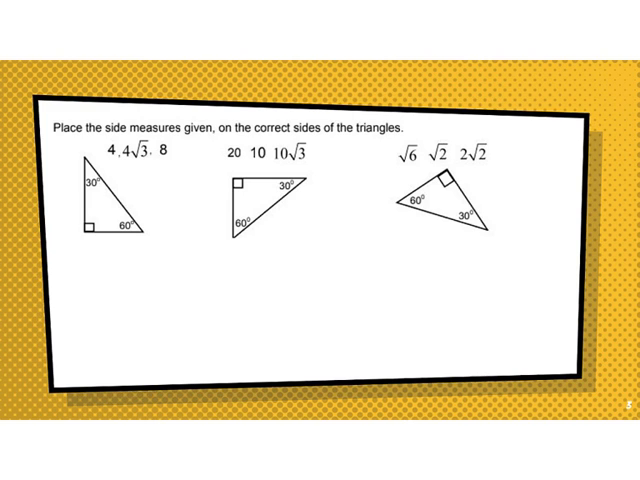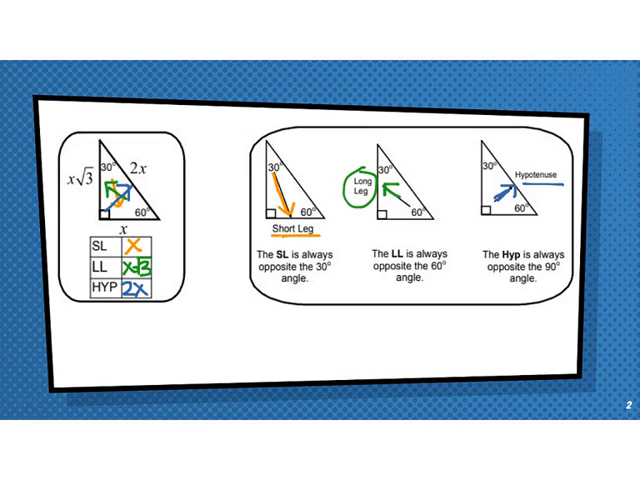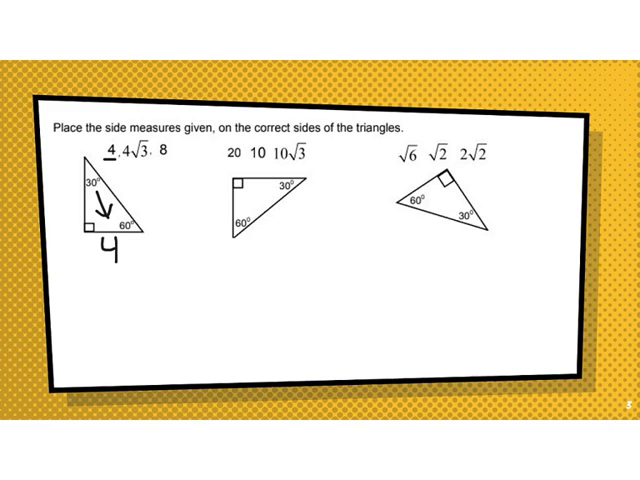So we're going to place the side measures given on the correct sides of the actual triangle. We know that this is the short leg, which is going to be the 4. Remember, our hypotenuse was 2 times whatever that short leg was. So if I take 4 and multiply that by 2, I see that it's 8, and again, my hypotenuse is across from that 90 degree angle. And then that root 3, so it's our short leg times the square root of 3. So 4 root 3 will be the long leg, which is directly across from the 60 degrees.